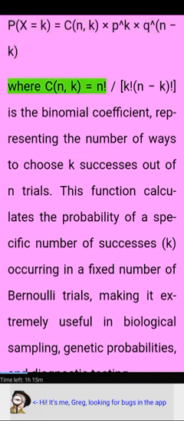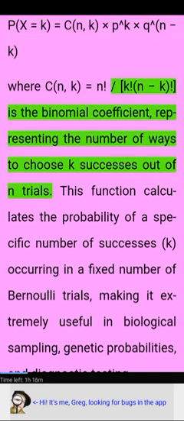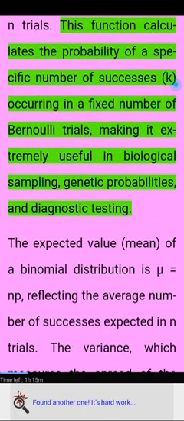Where C(n,k) equals n! / (k!(n−k)!) is the binomial coefficient, representing the number of ways to choose k successes out of n trials. This function calculates the probability of a specific number of successes k occurring in a fixed number of Bernoulli trials, making it extremely useful in biological sampling, genetic probabilities, and diagnostic testing.